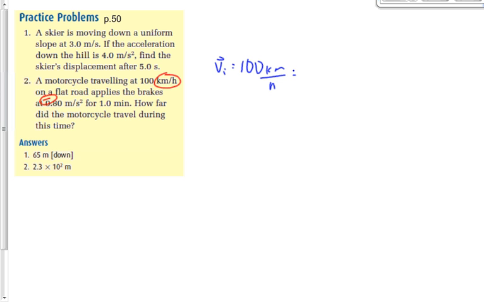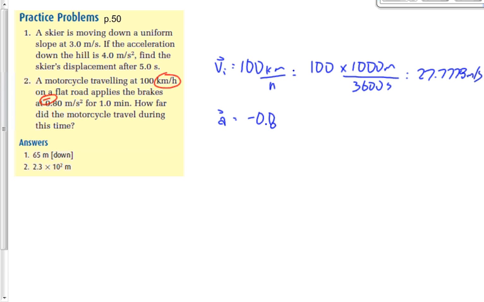100 kilometers per hour. That's 100 times 1,000 meters divided by, well, there's 3,600 seconds in an hour. That ends up being equal to 27.777, I believe, meters per second. My acceleration here is negative 0.80 meters per second squared. In my time, oh, okay, I almost missed something. Get out that ugly highlighter. My time is 60 seconds. You got to convert that as well.